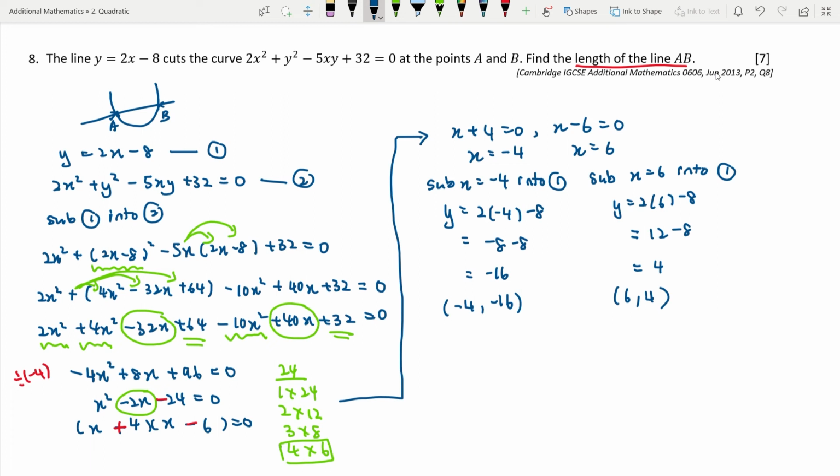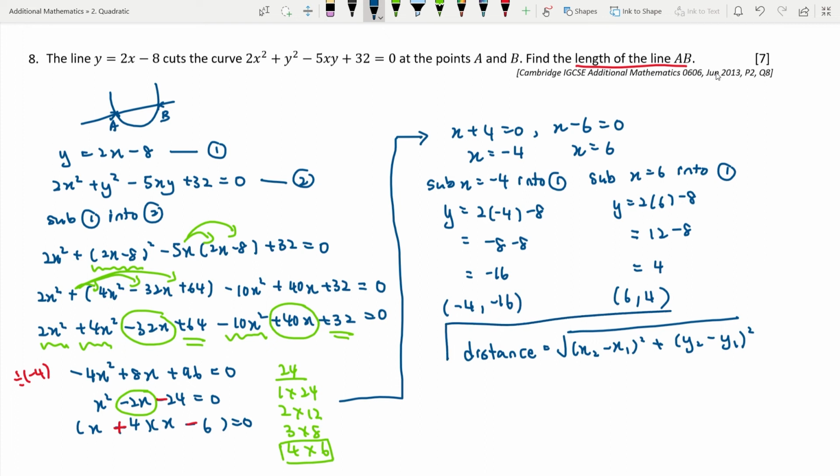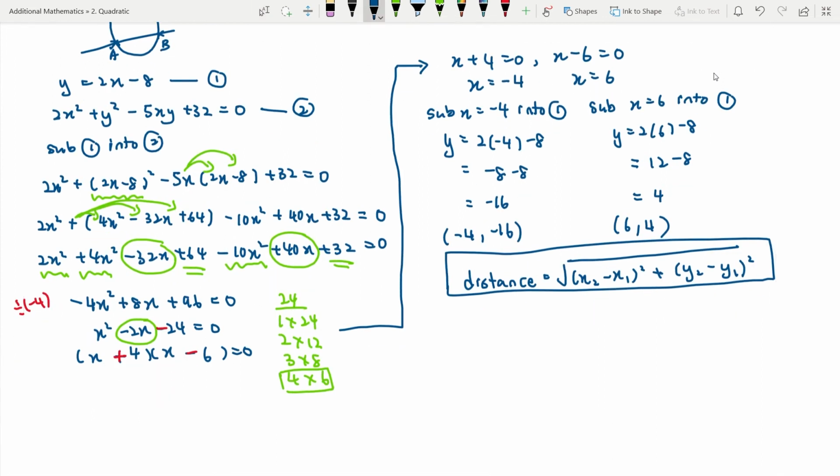We need to find the length of the line AB, meaning we are finding the distance between the point A and B. Recall back the formula to find distance. Distance is equal to x2 minus x1 square plus y2 minus y1 square and square root the whole thing. Let's substitute all the values into the formula.